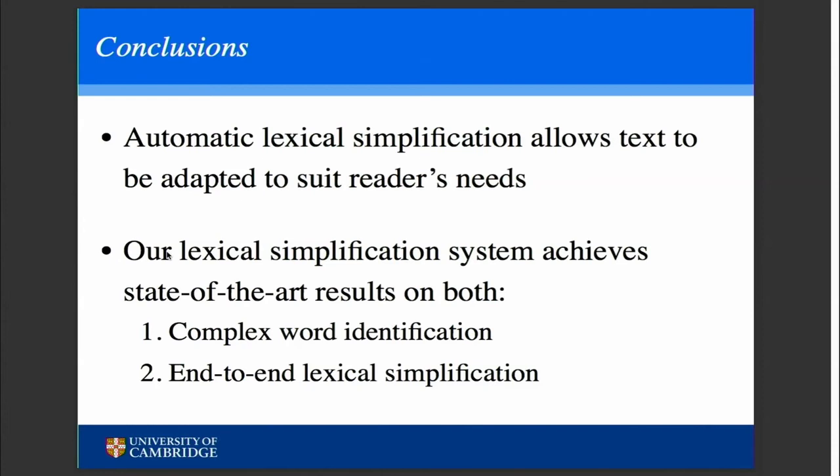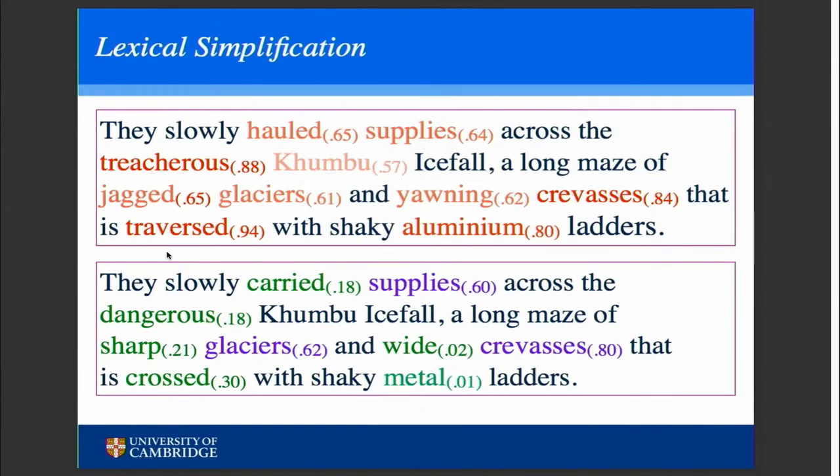So to conclude, automatic lexical simplification allows us to adapt text to a wide variety of different readers, as well as not changing the meaning or grammaticality of that original text. And our simplification system achieves state-of-the-art on both complex word identification and end-to-end lexical simplification, and is currently in submission as a paper. And I'll leave it at this example and ask if there are any questions.